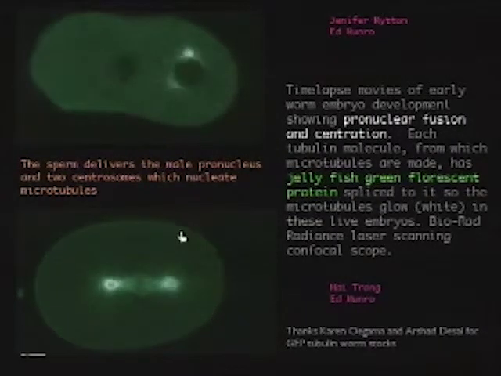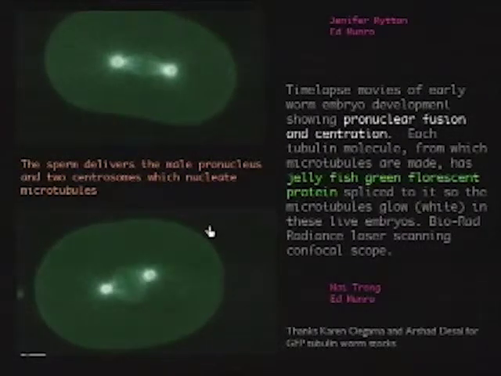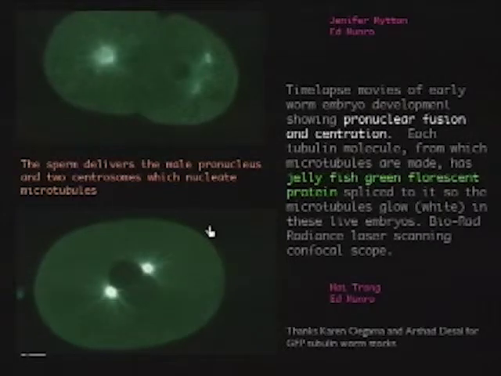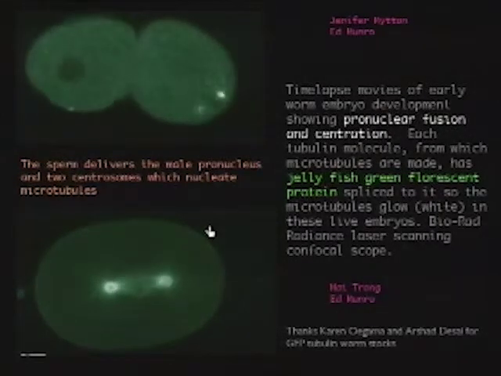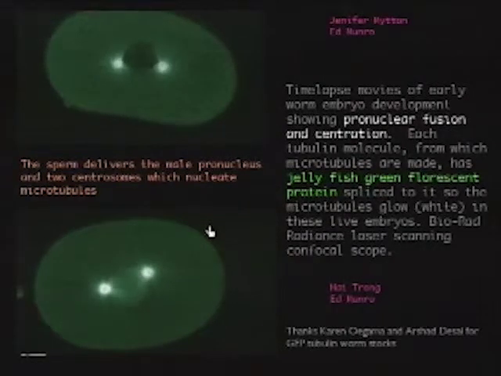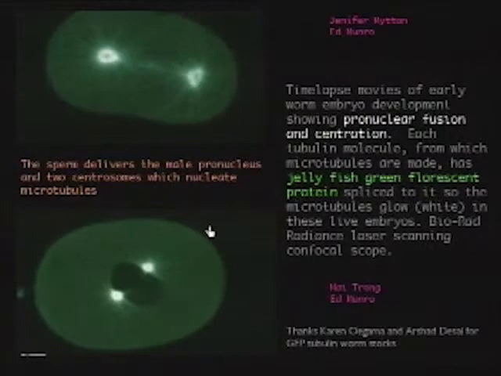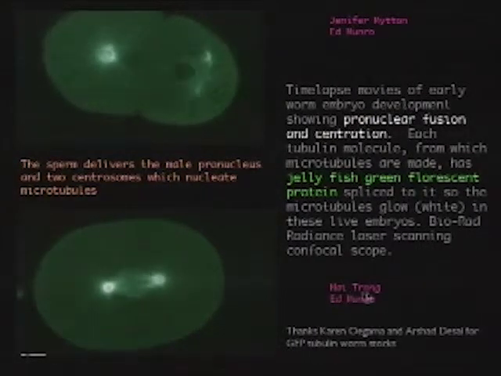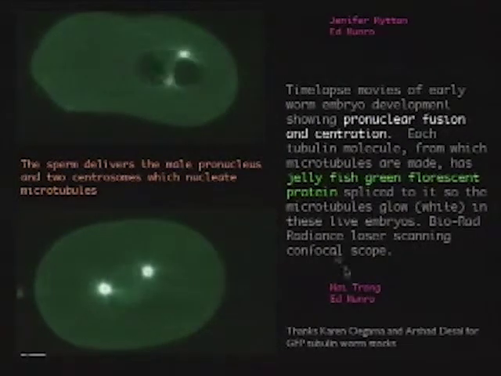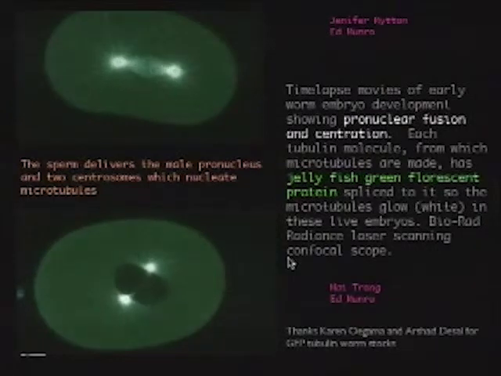Now, how do we see them? We steal the gene from a jellyfish that swarms around San Juan Island, and splice that gene onto this tubulin gene in a worm so that every tubulin molecule is labeled with this fluorophore that glows, a protein fluorophore, and we can see that in our microscopes in a live embryo. It's a technique that swept the world, and biologists all over are using this to visualize any protein they want in the cells that they want.